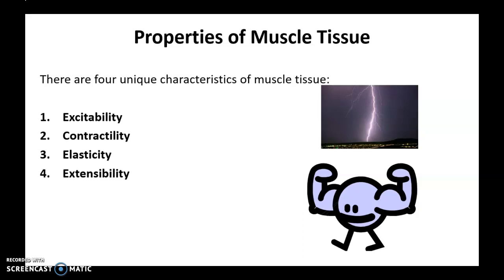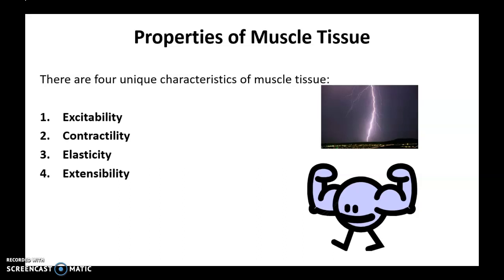The second one is contractility. Now, stimulation of muscle cells generates tension within the cell, which may cause the cell to shorten. This shortening results in either a pull on bones of the skeletal system or the movement of specific body parts. Do you agree? So that's contractility. It generates tension that causes the skeleton to move.